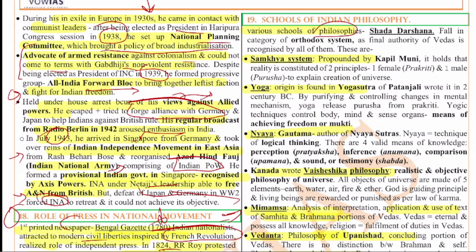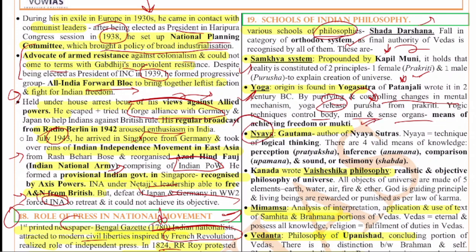The various schools of philosophy, the Shad Darshana, fall under the category of the orthodox system, and their final authority is the Vedas. First is Sankhya, propounded by Kapila Muni. It held that the world is made up of 2 realities, Prakriti and Purusha. Next, Yoga, founded in the Yoga Sutra by Patanjali, written in the 2nd century. By purifying and controlling changes in the mental mechanism, Yoga releases Purusha from Prakriti, the yogic technique to control body, mind and sense organs, which is the means to achieve freedom or mukti.